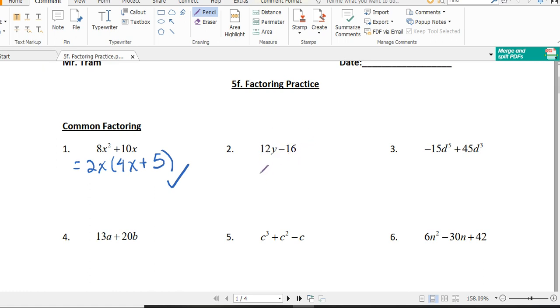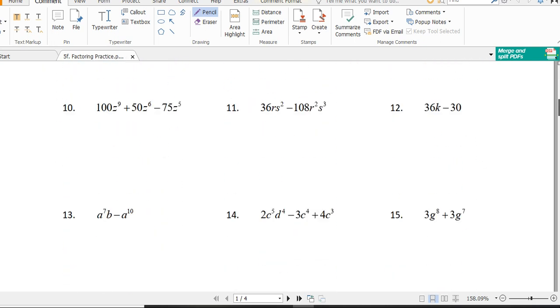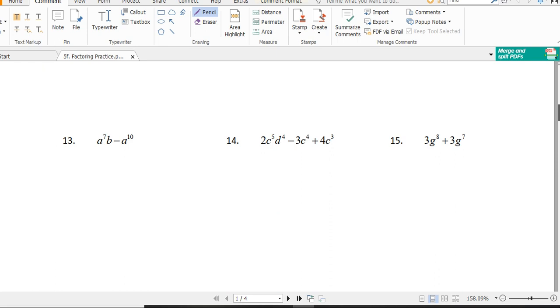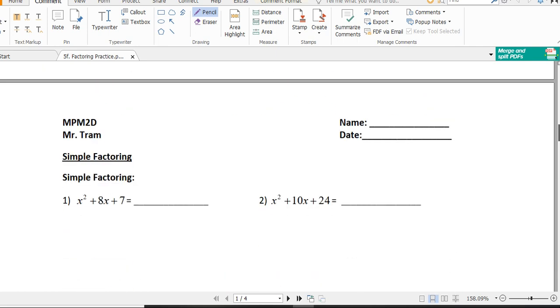How can I factor that? Well, what's common in both 12 and 16? 4, and I think that's all I can do. So that just gives me 3y minus 4, because 12 divided by 4 is 3. Okay? And that's what the first 15 questions are like.